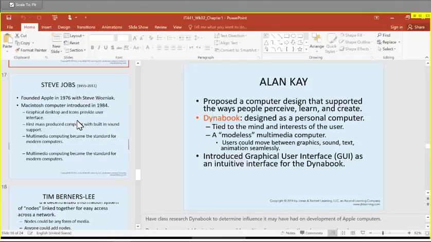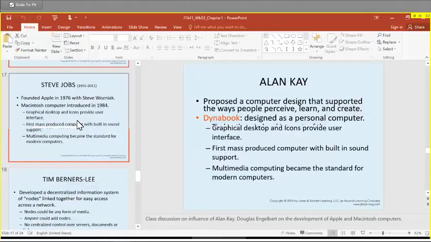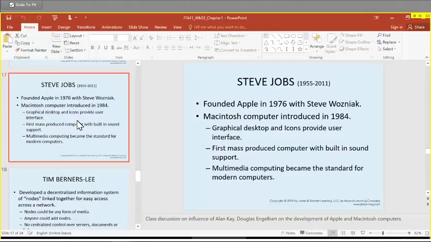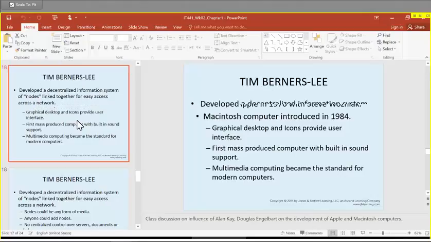Then in the 1970s, a very visionary person was Steve Jobs. He was the founder of Apple. I hope most of you know him. So he founded Apple in 1976 with Steve Wozniak, and the Macintosh computer was introduced in 1984 as a result of this. It had a graphical desktop and icons which provide a user interface, and the first mass-produced computer with built-in sound support was developed, and multimedia computing became the standard for modern computers.